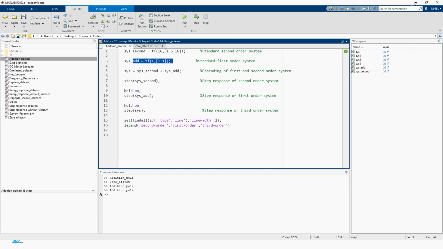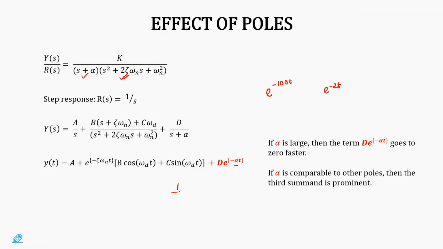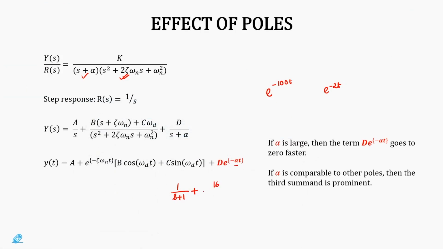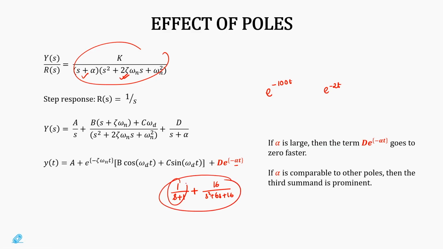So, what I am writing is 1 by s plus 1 times, did I write 6? I think I wrote 6. So, 16 by s square plus 6s plus 16. Instead of taking it in this form, I have already taken it in the partial fraction form. So, this is the system, say. Now, the question is, will this part affect the response, because this part is a standard second order transfer function. Okay. So, let us see that.